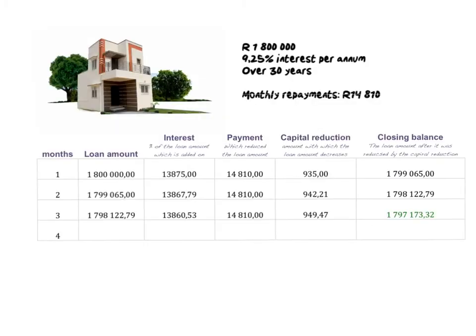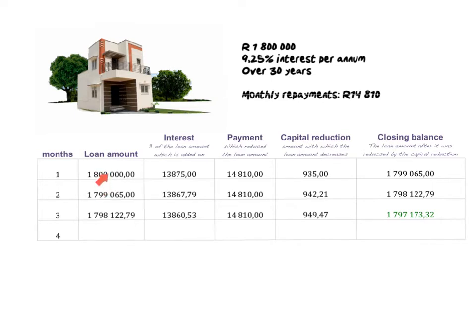So let's have a look at how these payments work over a period of time. In this specific example, we have a house of 1.8 million. The interest rate of 9.25% is given per annum. And the period over which we're going to pay off this house is 30 years, and the monthly repayments are also given. So here we see the months on the side in this table. It shows the first 3 months that we're paying off this house.